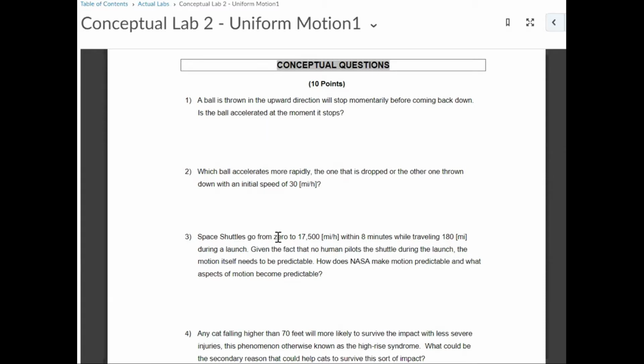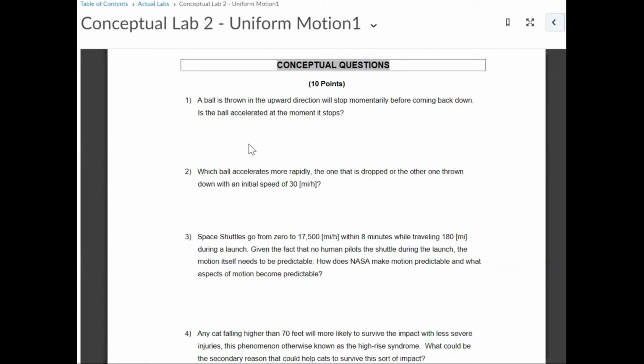All right. So we get a ball thrown up. Ball is thrown in the upper direction, right? So I throw the ball in the upper direction, and you notice that it comes to a momentary stop. You throw it up, it goes up, and then comes to the stop right here somewhere. All right, is the ball accelerated at the moment that it stops?